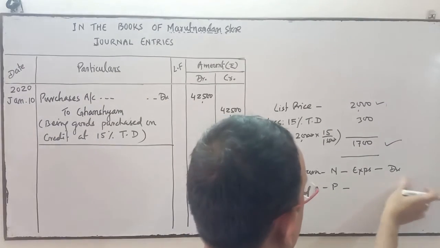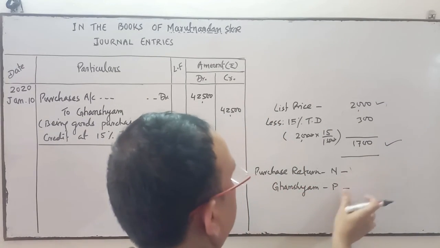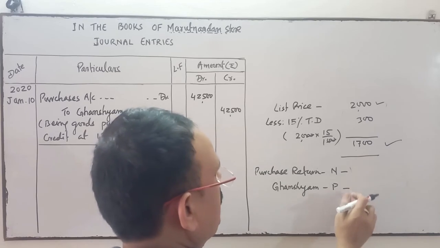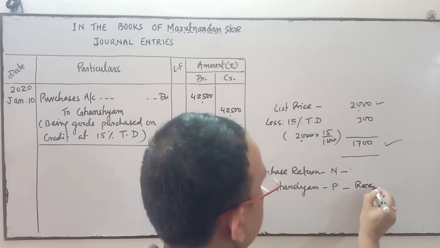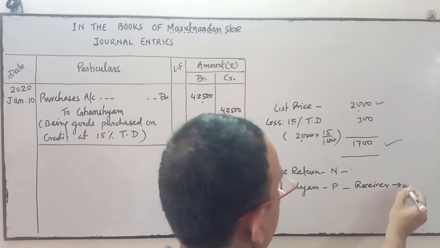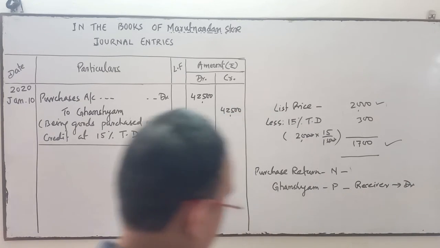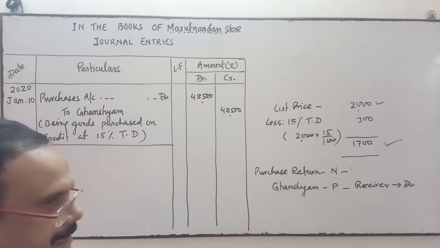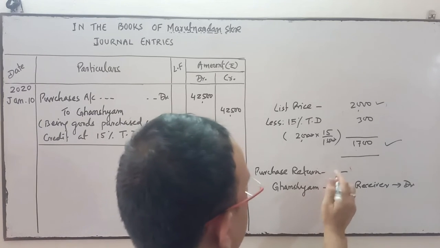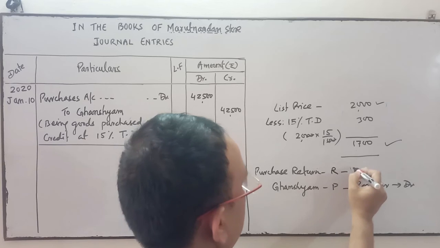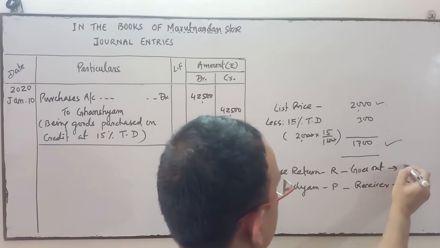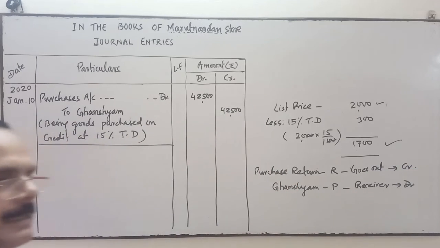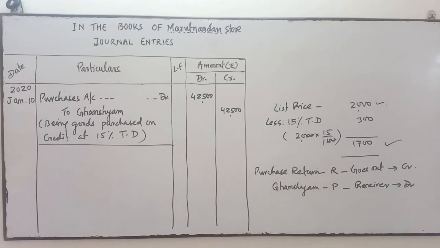Here Ghanshyam is a personal account. When we return the goods to Ghanshyam, he is the receiver, so his account will be debited. And purchase return, you consider it as a real account, assets. What goes out is credit. Goods go out, so this will be credited. When we return the goods, it is a reversal entry.